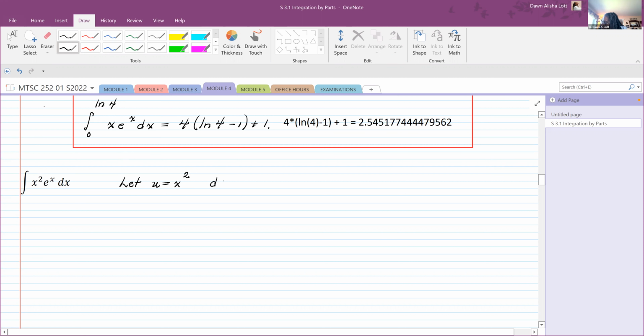And dv is everything that's left. So du is what now? 2x dx. A lot of folk forgot that dx on the test, and that messed them up on some problems. And v is equal to what? Integral of e^x dx is? E to the x. Okay, so do I have everything I need for this? I do.